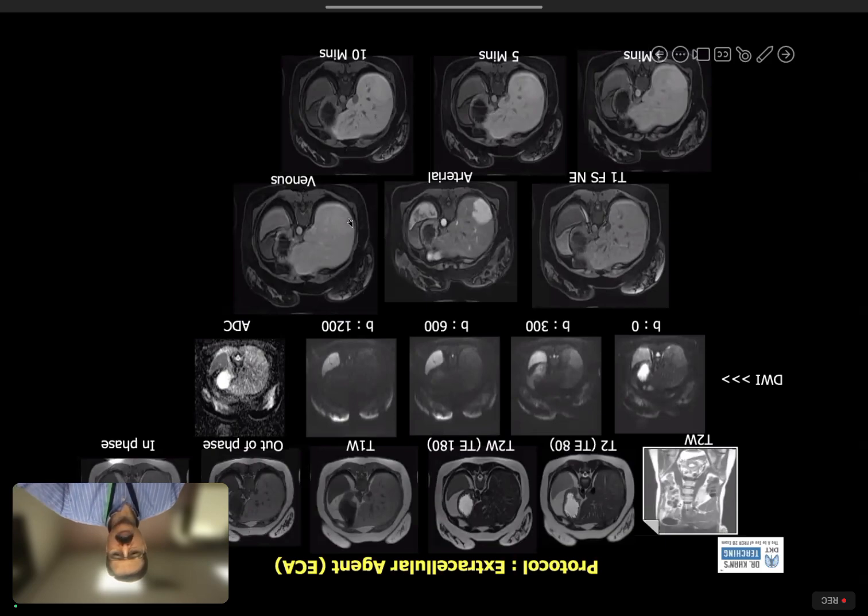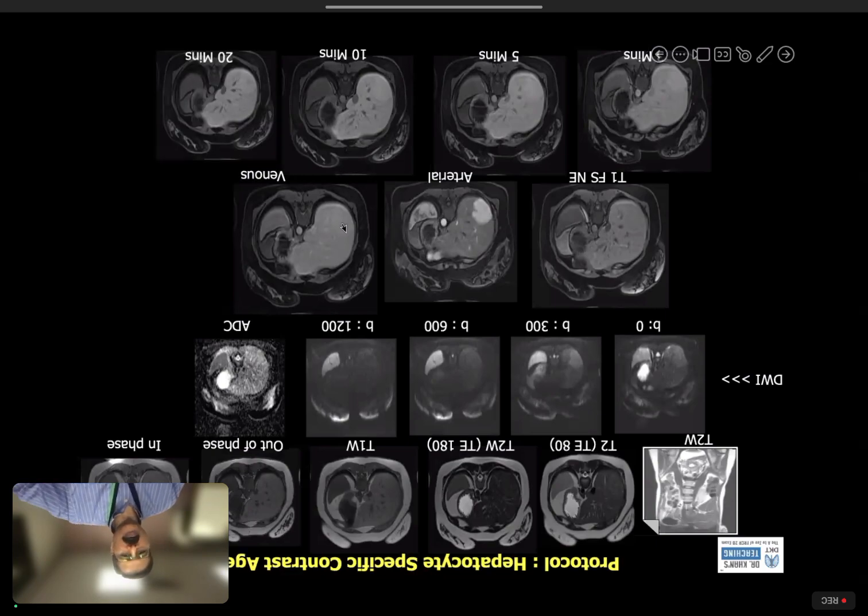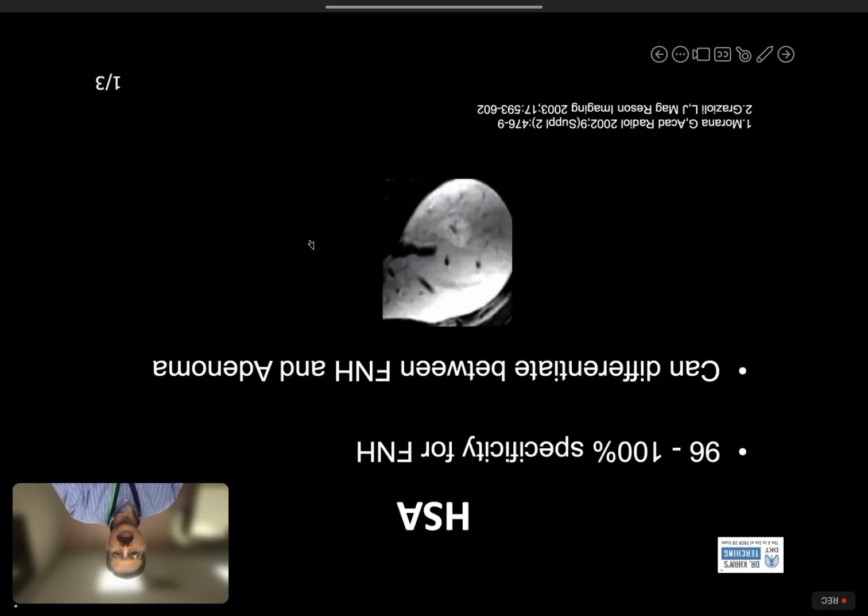This is with usual gadolinium. When we are using hepatocyte specific contrast, then we use a 20 minute delay phase in which it excretes. Please remember that the key concept is that FNH have got normal hepatocytes. There can be a central scar, but otherwise there are normal hepatocytes which can show excretion on the hepatobiliary phase. Adenomas do not behave like this.